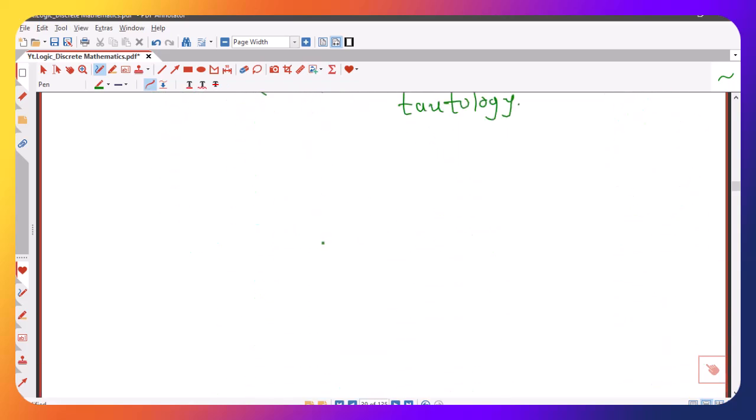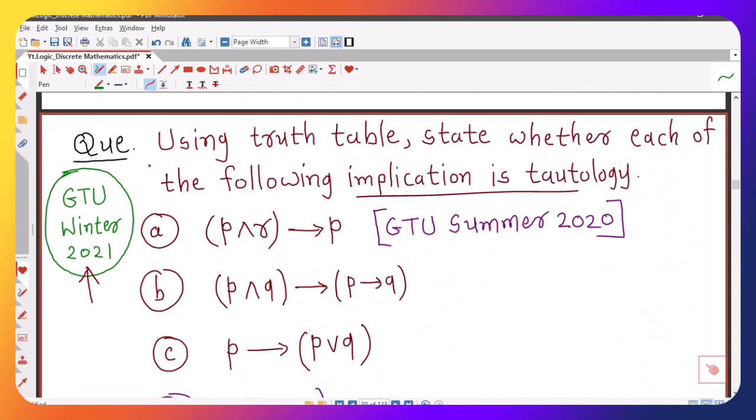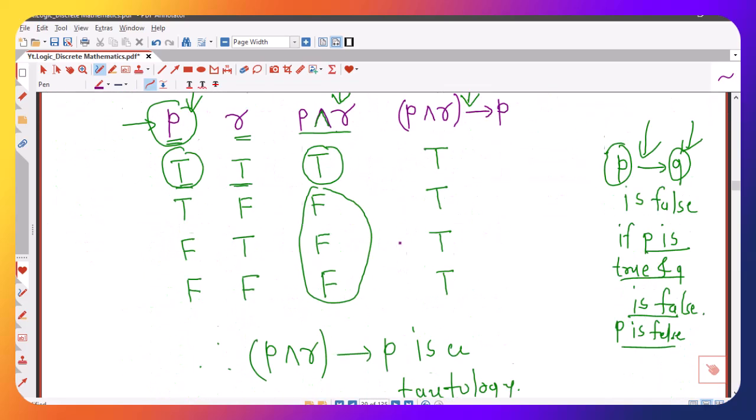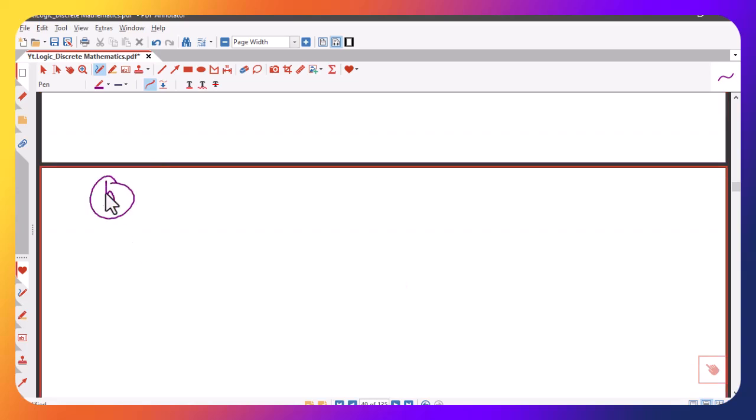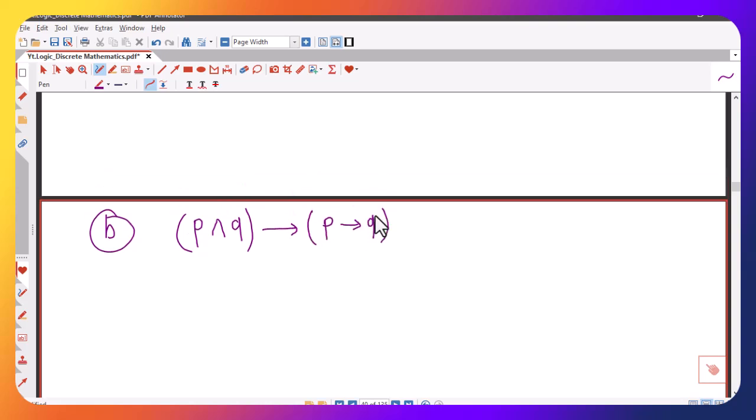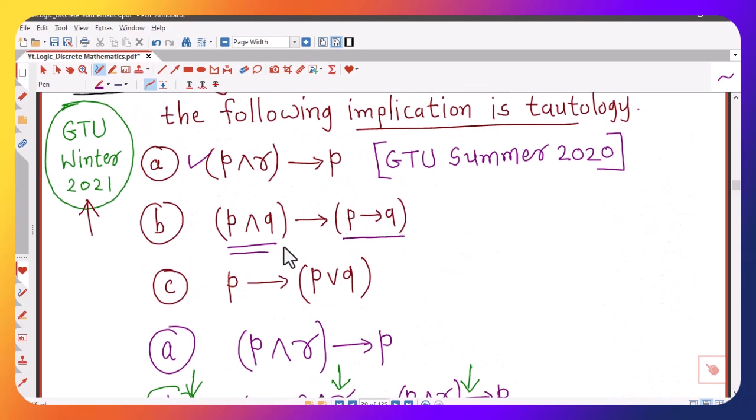Now we consider the second compound proposition. The first one we have discussed, and it is a tautology. Now we check for this: P and Q implies P implies Q. So here also we have two propositions P and Q, and this compound proposition, P and Q implies P implies Q.